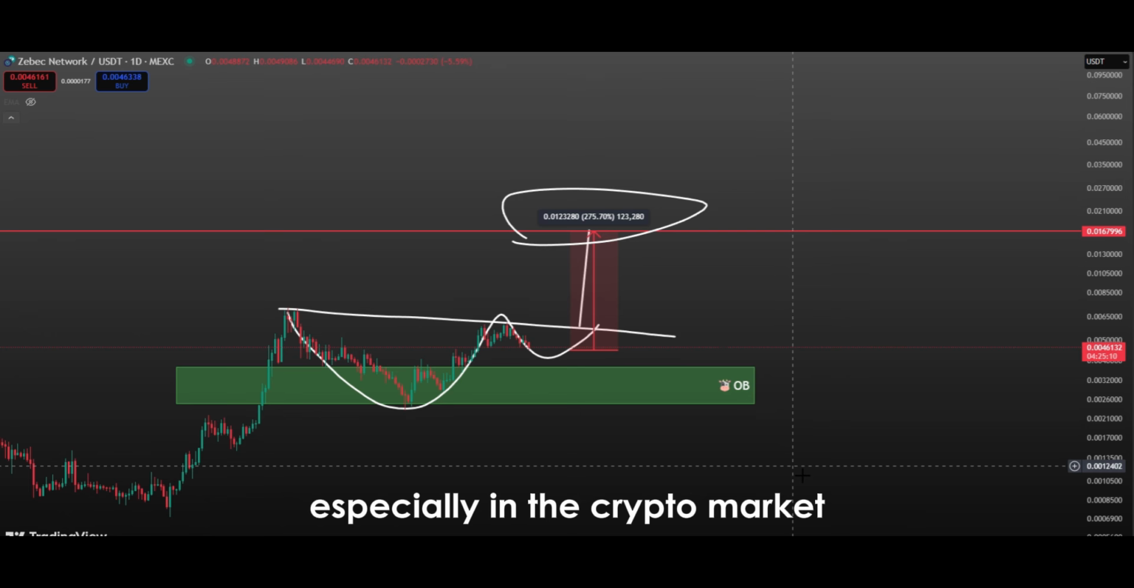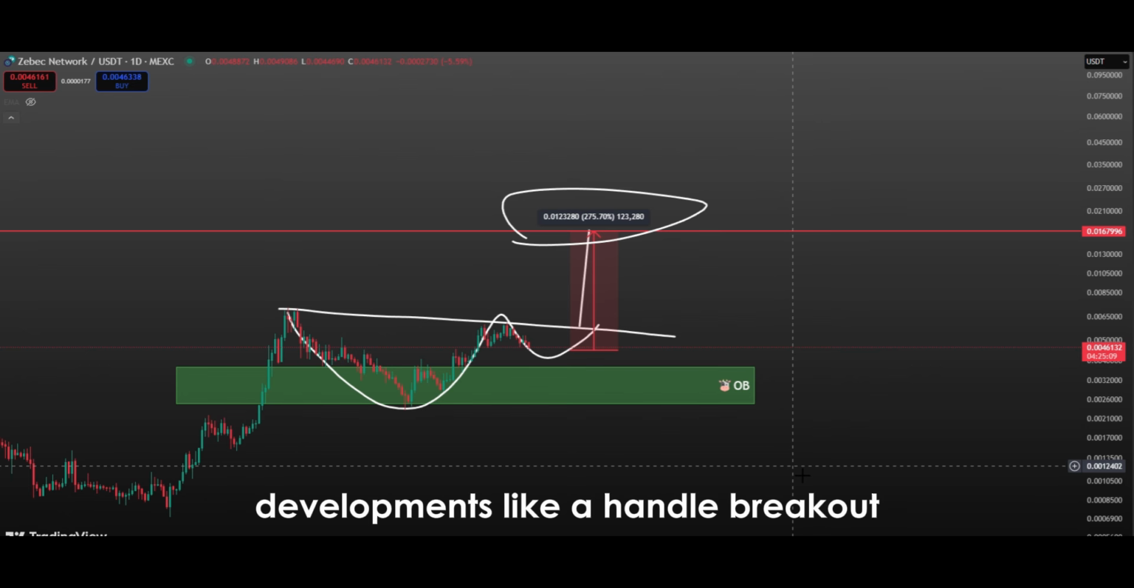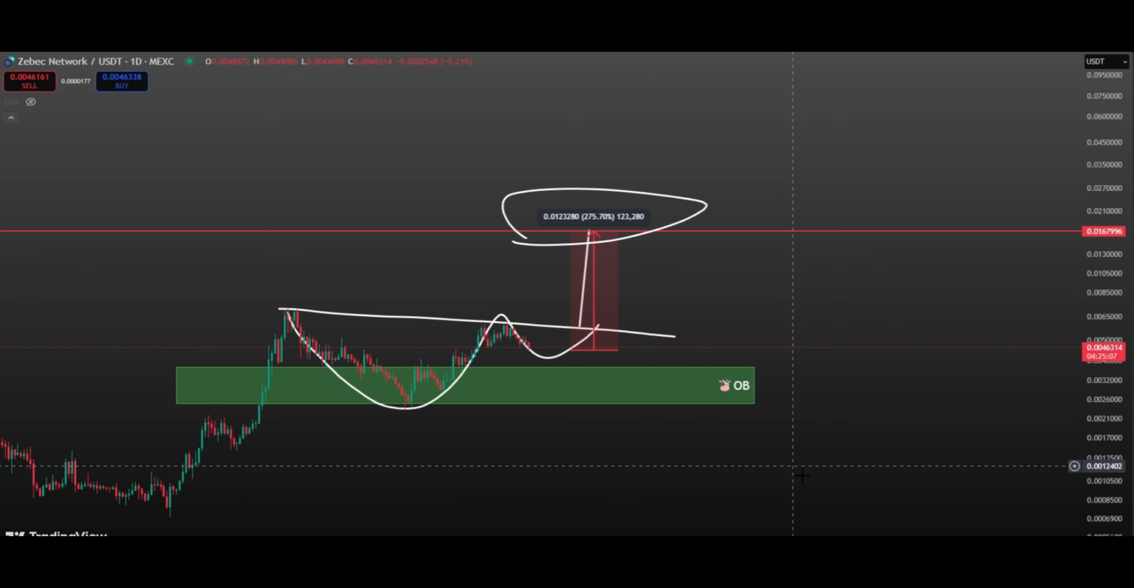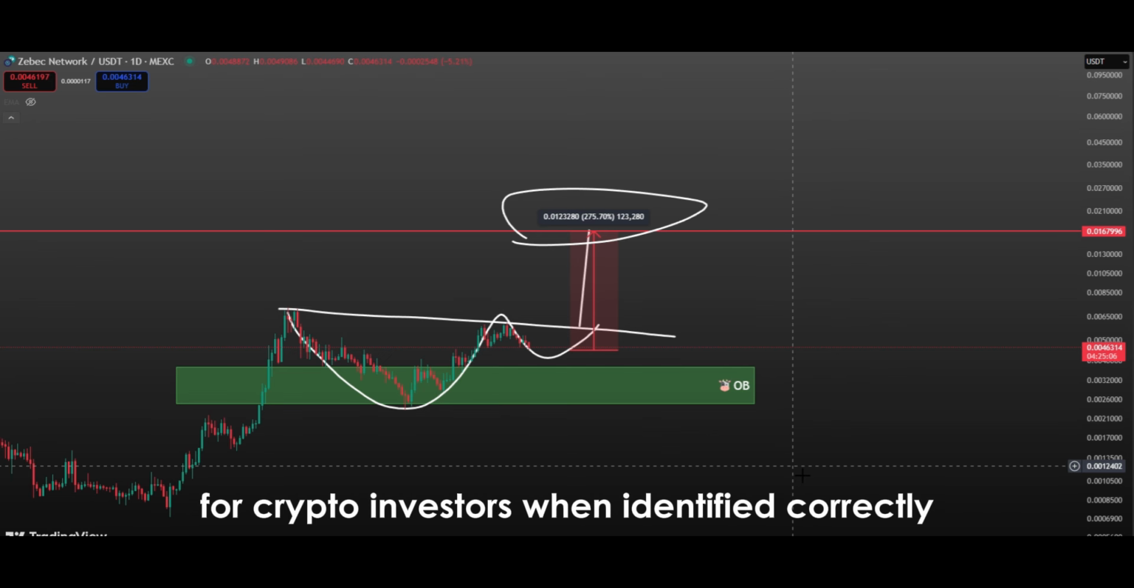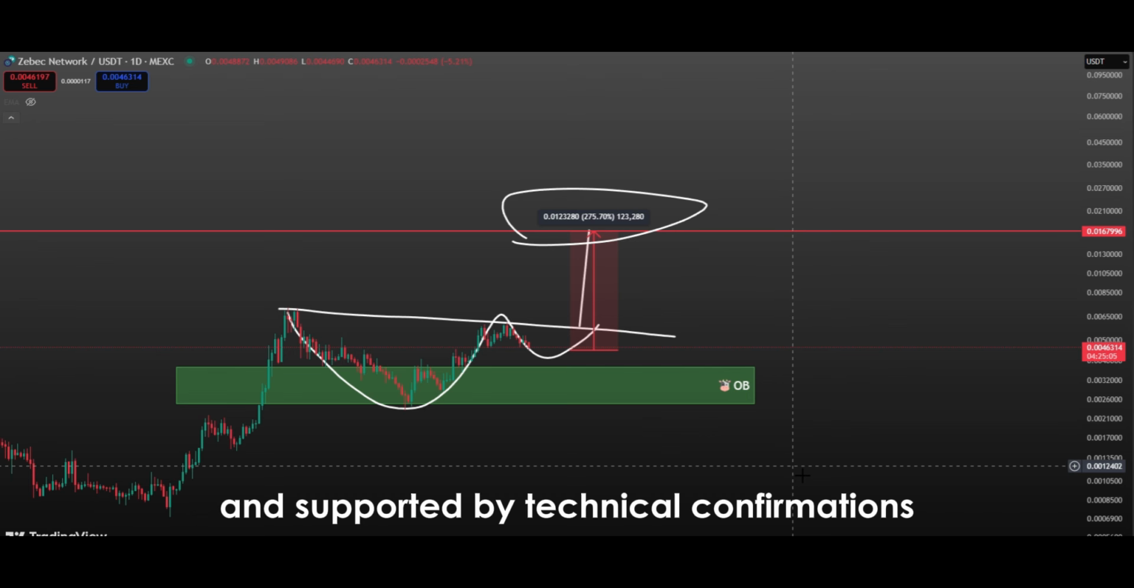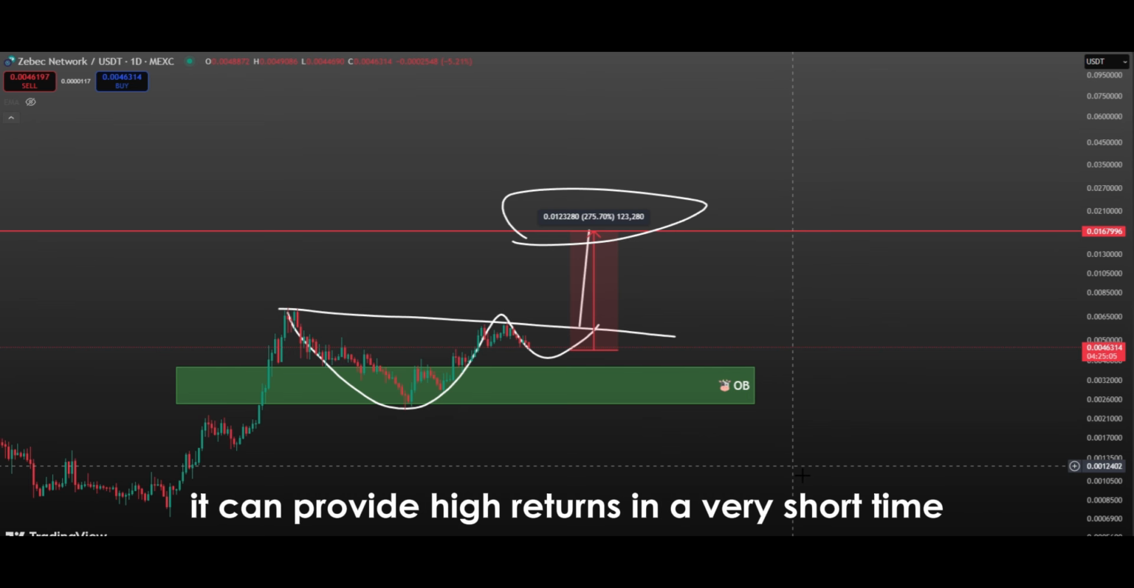Especially in the crypto market, such formations can work much faster because the markets are open 24/7 and the investor base is very large. Developments like a handle breakout spread very quickly on social media, which accelerates the price movement. That's why the cup and handle formation is almost like an opportunity alarm for crypto investors. When identified correctly and supported by technical confirmations, it can provide high returns in a very short time.